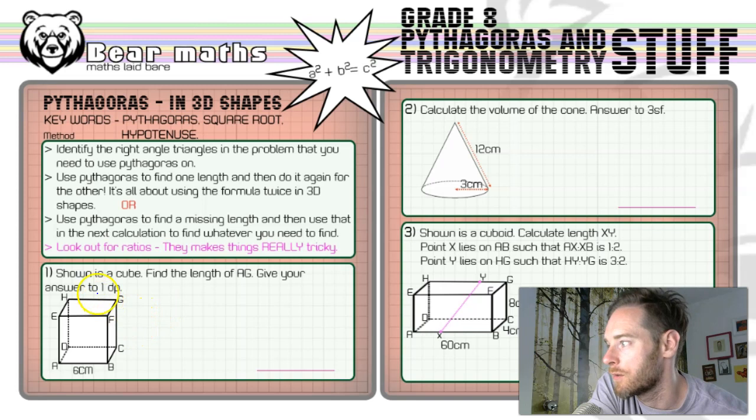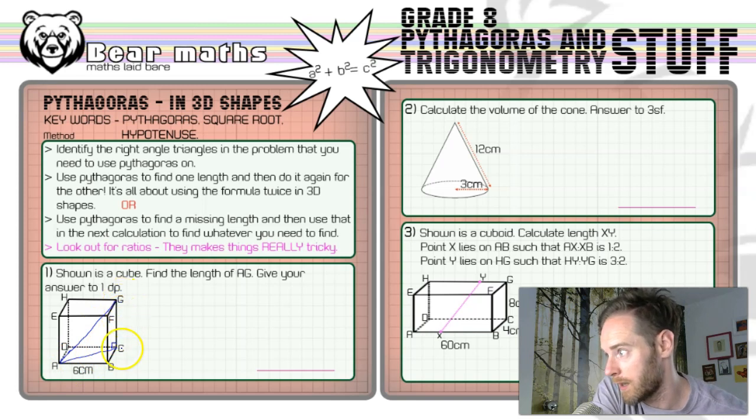So the first question we've got shown is a cube. Find the length of AG, give your answer to one decimal place. So AG is here to here. Alright, so we draw a little line that joins those 2 points together. Okay. Now, for us to find that length, we need to find a right-angled triangle, right? Now, this is the right-angled triangle that I'm looking at there, right? We can slice it into that right-angled triangle.